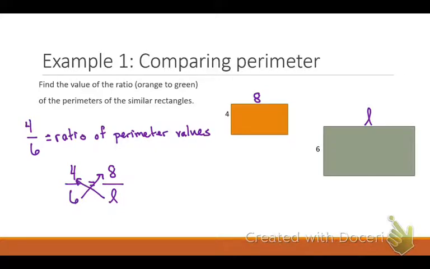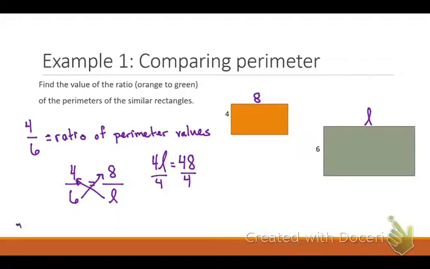Okay, so what's 4 times L, guys? That's an L. Yes, it's a cursive L, so it doesn't look like a 1. So we have 4L equals, what's 6 times 8? 48. Okay, so now how would I solve for L? How would I solve for length? Divide both sides by 4.